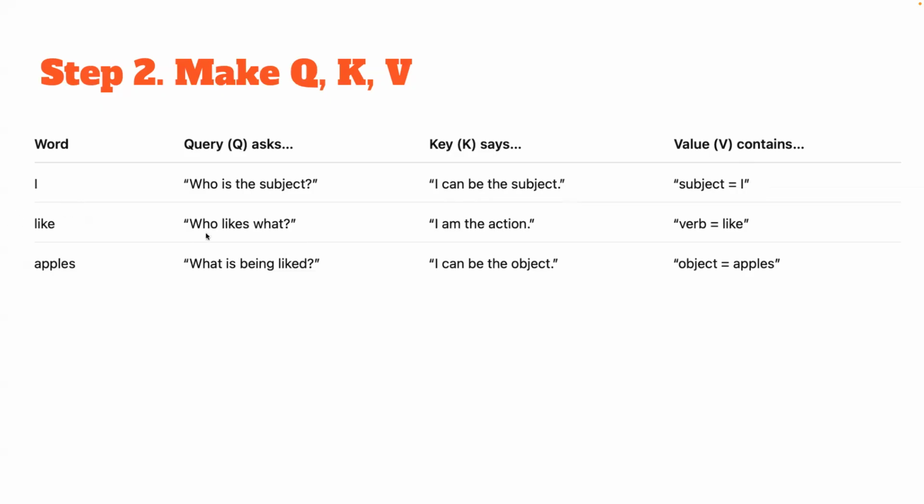And "like" is a verb. As a verb, I need to understand who likes what. These are the questions. And then the things I can offer is that I can provide that verb or the action. And then the value is this. So that's how they're doing the analysis for those words.